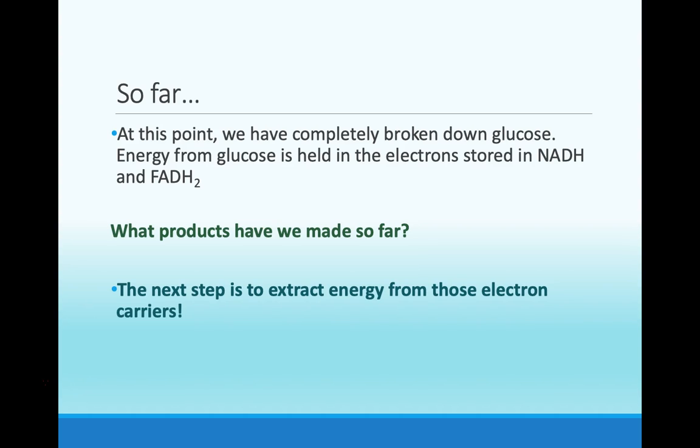So our final step in cellular respiration is to finally make ATP, to finally remove the electrons from those carriers and get their energy out. Because the ultimate goal is to make usable energy for the cell, and that comes in the form of ATP.